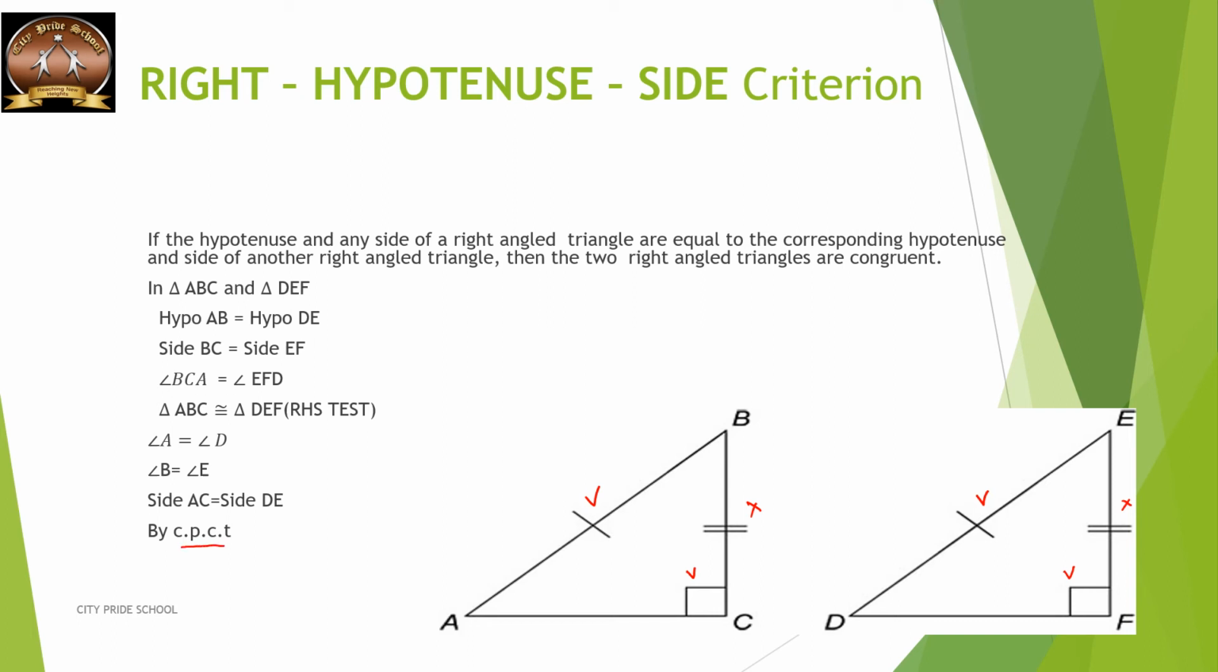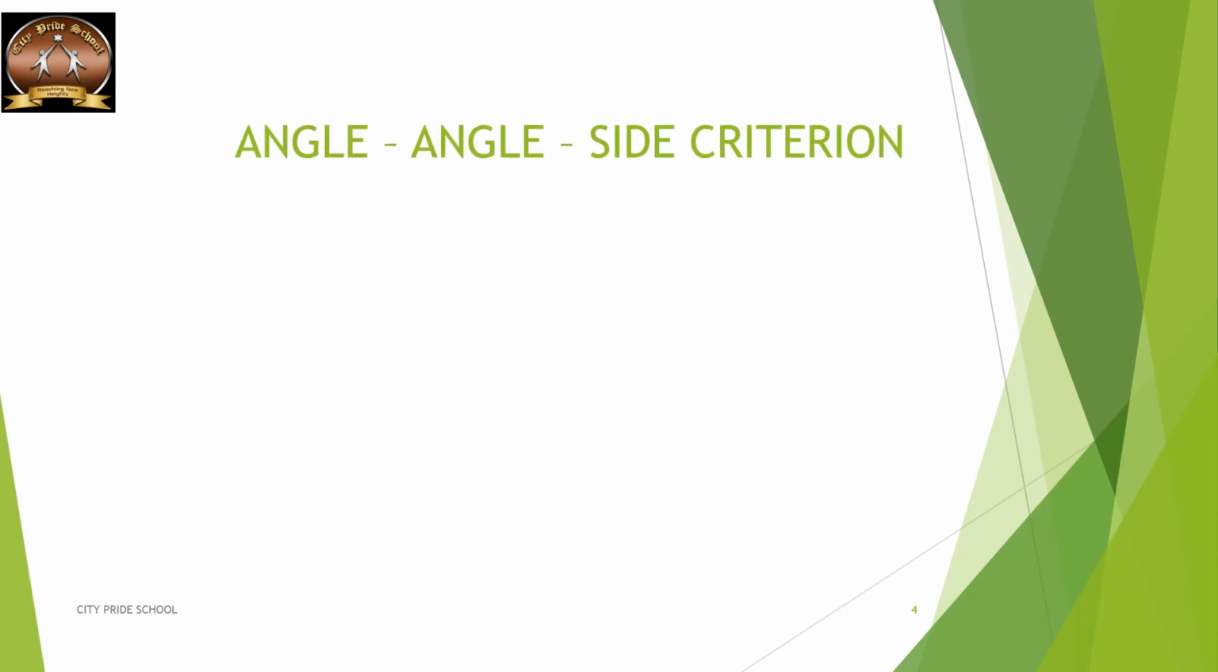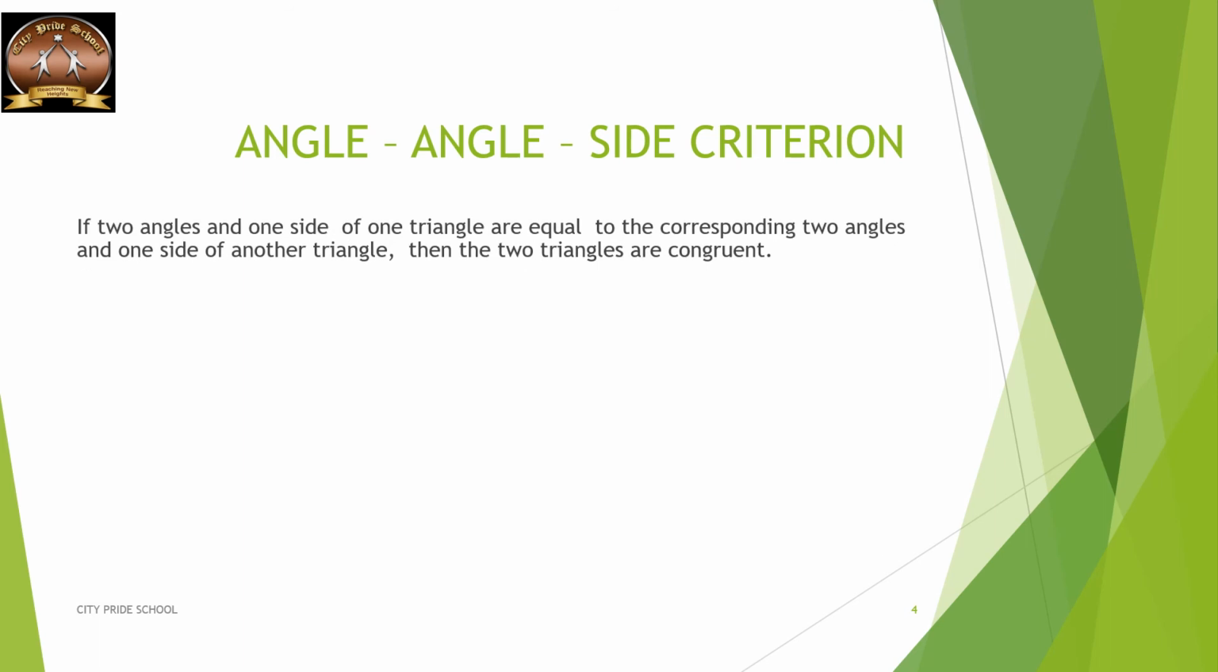So children, let us continue with the next one, that is AAS criterion. It is also known as SAA test. So it says that if two angles and one side of one triangle are equal to the corresponding two angles and one side of another triangle, then the two triangles are congruent. That is by AAS test or SAA test.